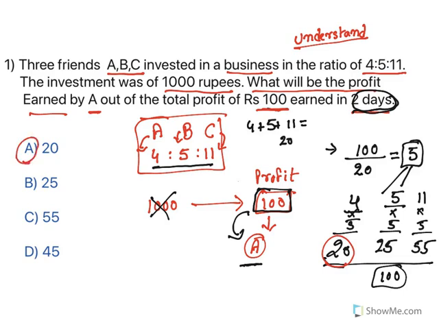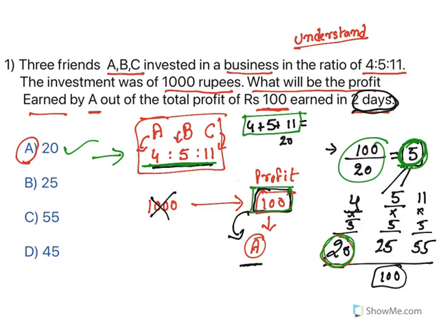Now understand what we did. First we need the proportions, and then we need the profit. When you divide the profit by the sum of the ratio, you get each part, which is only 5. Then you proportion according to these portions. Each part is 5, A's share is 4, so 4 into 5 you get 20. You don't need any complex formulas, you just need to understand what is being asked and what is required, then you will get the answer.